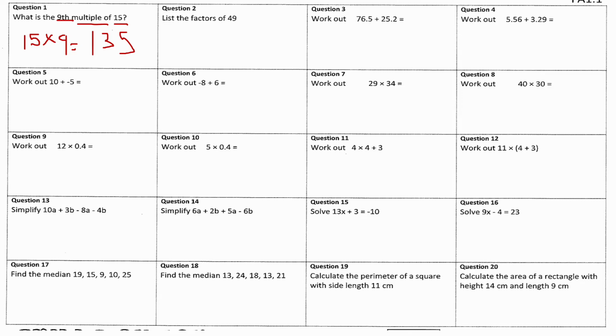This is question number 2. List the factors of 49. So factors are numbers that go into 49. So 1 is a factor, 7 is a factor, and 49 is a factor, because 7 times 7 is 49 and 1 times 49 is 49.